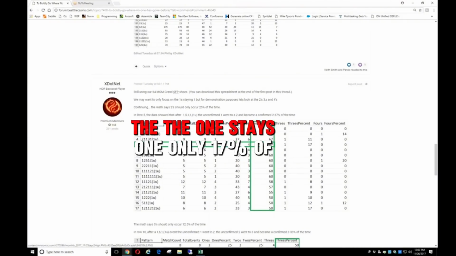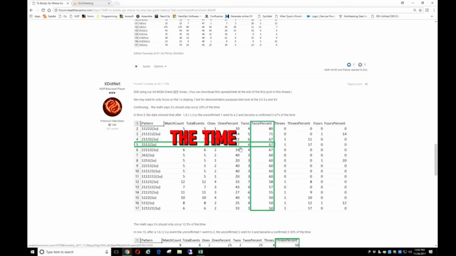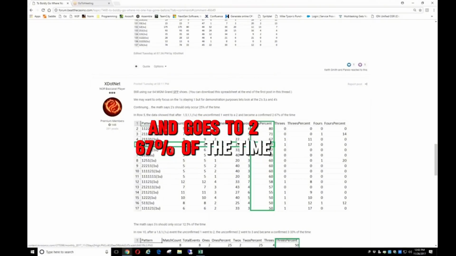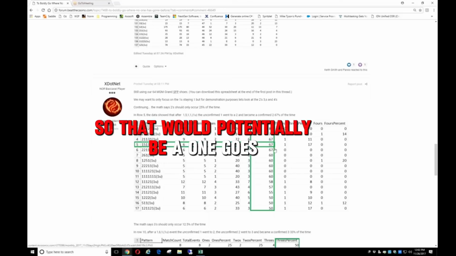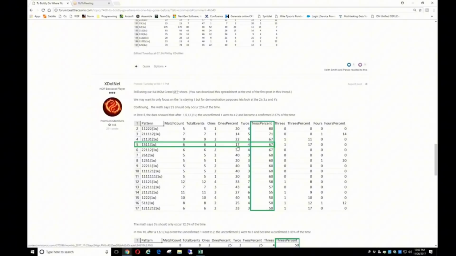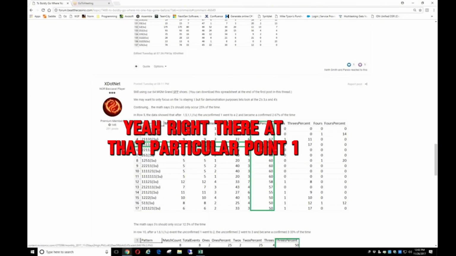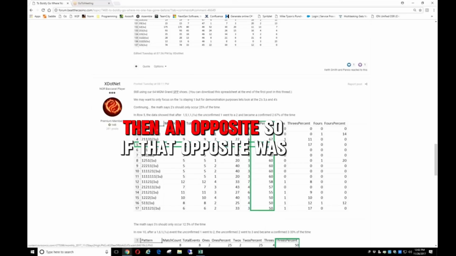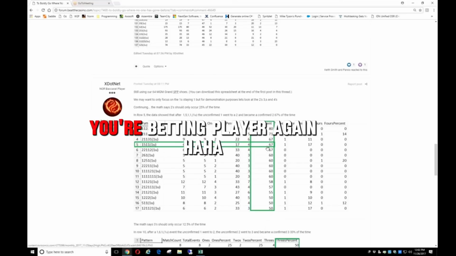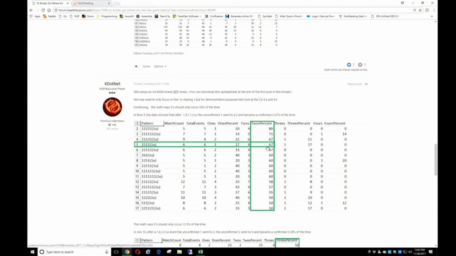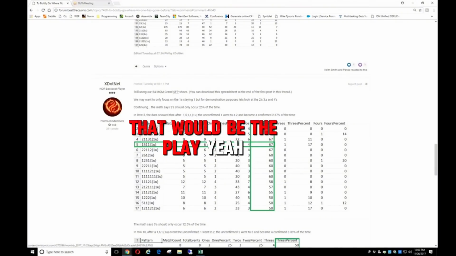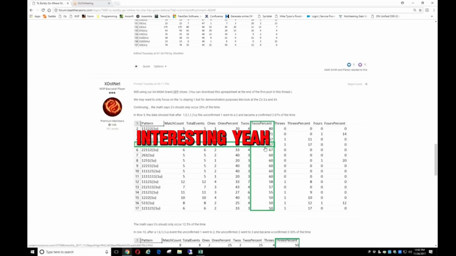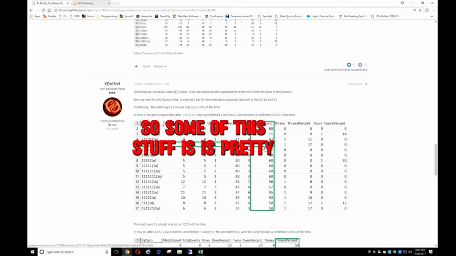The 1 stays 1 only 17% of the time and goes to 2 67% of the time. That's interesting. So that would potentially be a 1 goes to 2 bet. Yeah, right there at that particular point, 1-5-1-1. Then an opposite. So if that opposite was on player, you're betting player again. Yeah, you're going to try to get 1 to go to 2 here. That would be the play. Yeah, interesting. So some of this stuff is pretty fascinating.